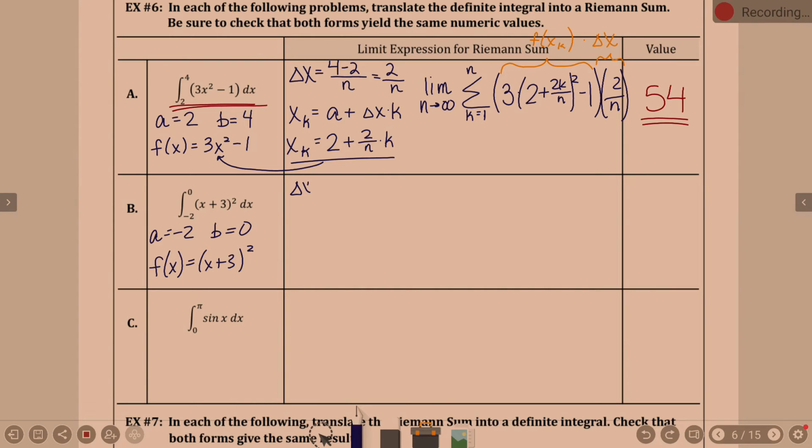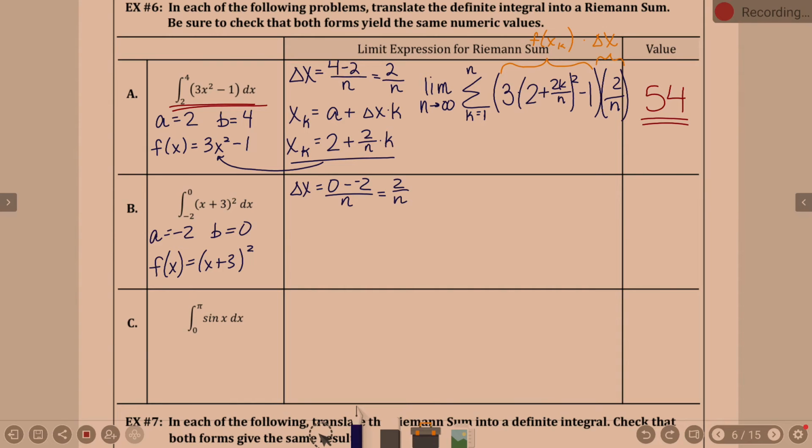Okay, delta x. Two over n. It's b minus a, so it's 0 minus negative 2, which makes it positive 2 over n. Did we do it backwards? Easy to do, trust me. I think I did it right that time, but I am definitely guilty of that. So it is b minus a, and b generally, there's exceptions to this, b generally is your bigger value, because the upper limit is generally the bigger value.